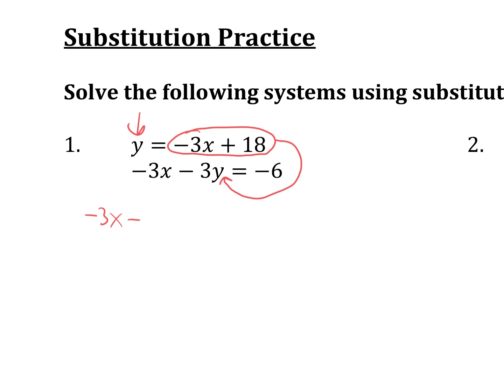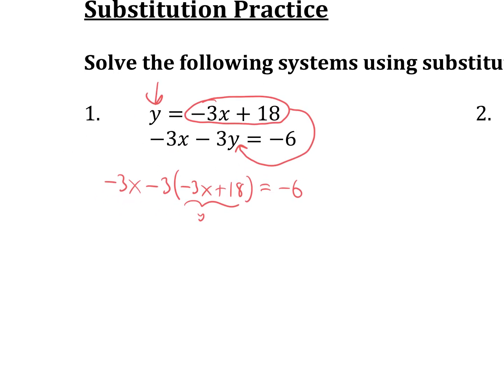So we have -3x minus 3, parentheses, we're plugging in that -3x plus 18, equals negative 6. We didn't change it. This is still y up here. I'll put it down here for now so you can see. Even though it's weird, this whole thing right here is y, okay? We just replaced the y with negative 3x plus 18, okay?